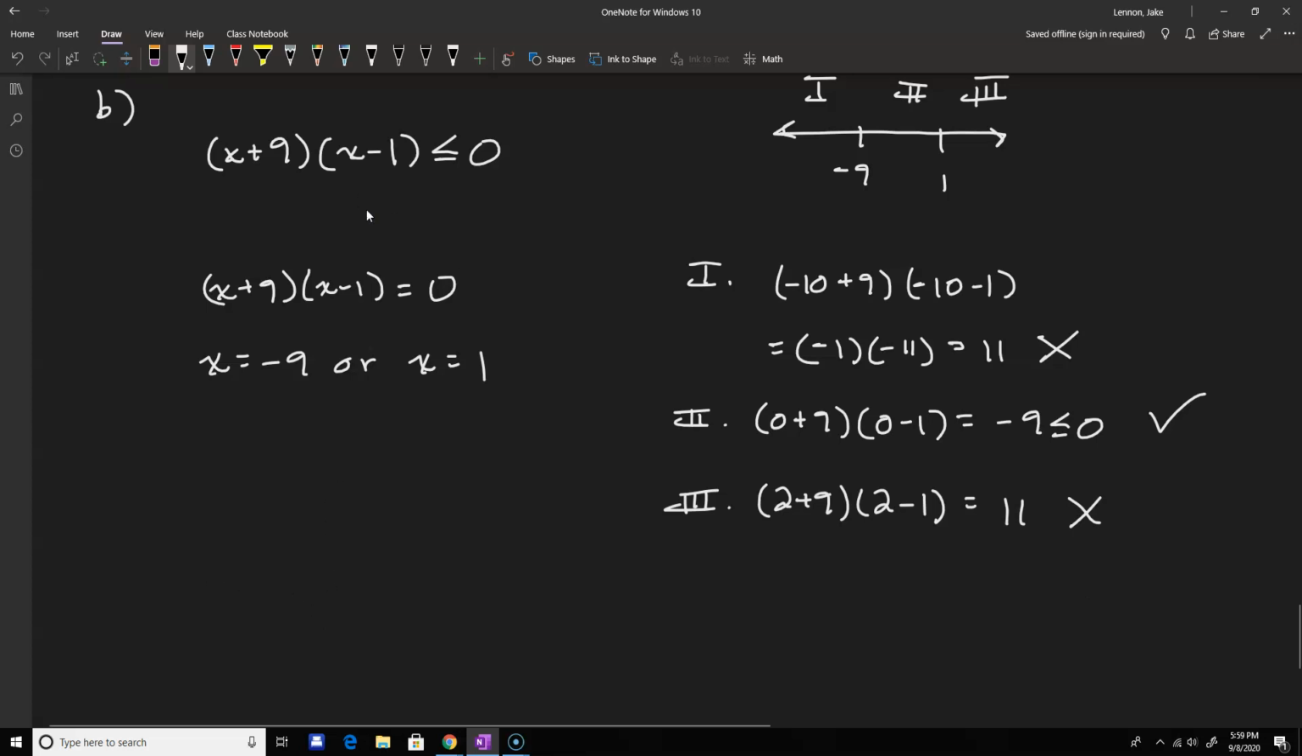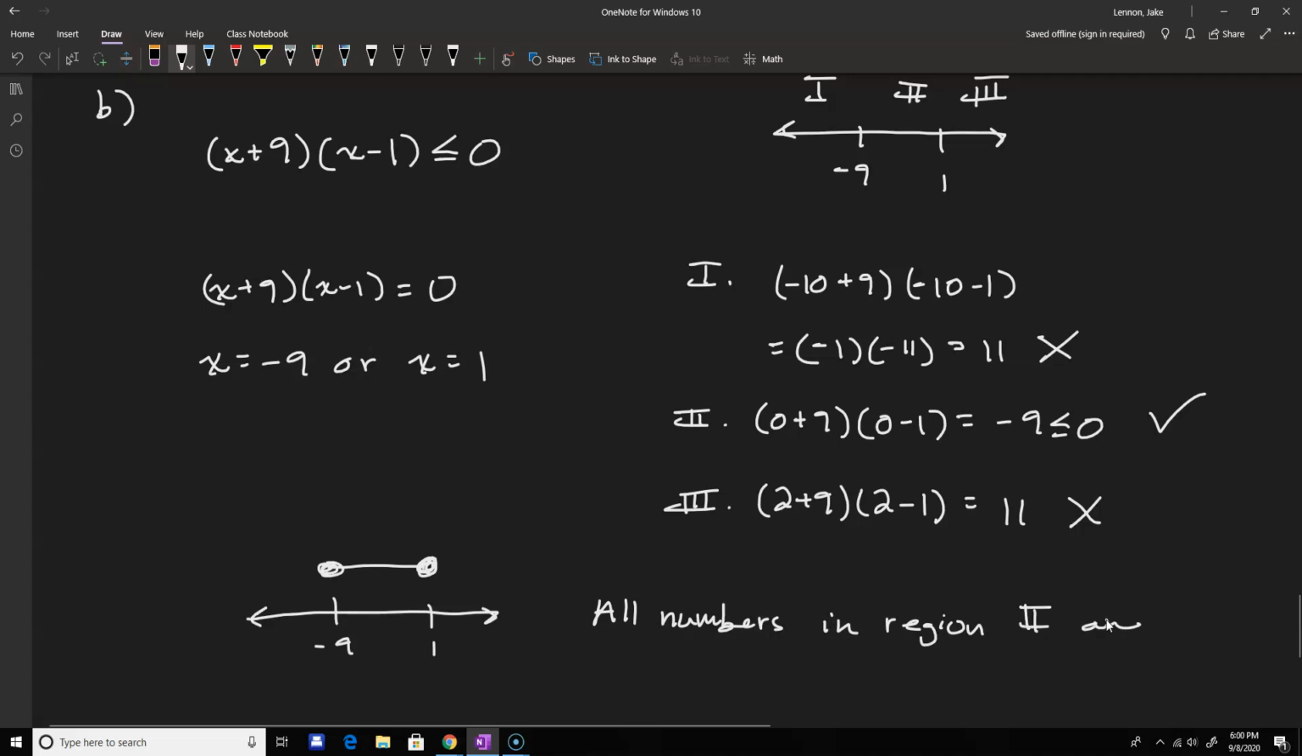So notice the original expression x plus 9 times x minus 1 less than or equal to 0 allows for things to be equal to 0. So we will include values that are equal to 0 in our solution. So we have negative 9 here, and we also have 1. Both of those numbers will be included because we have the underscored inequality symbol rather than the strict inequality symbol. So all numbers in region 2 and negative 9 and 1 are in the solution set.